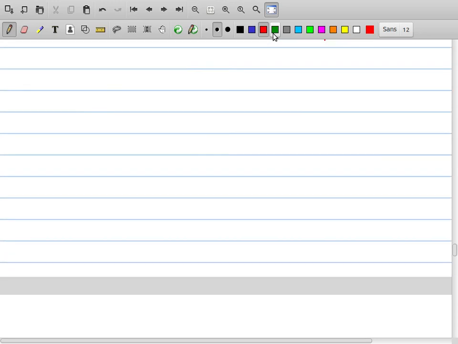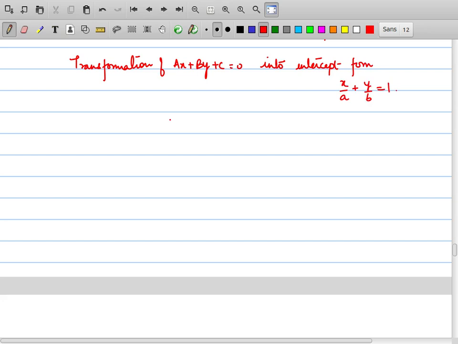The next part is transformation of your general equation ax plus by plus c equals 0 into intercept form. What was your intercept form? x upon x-intercept plus y upon y-intercept equals 1.